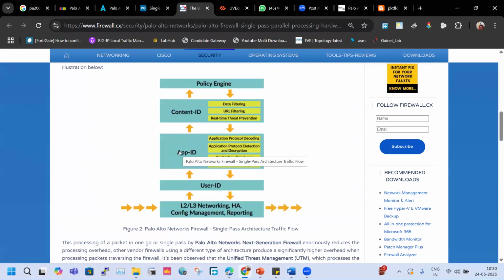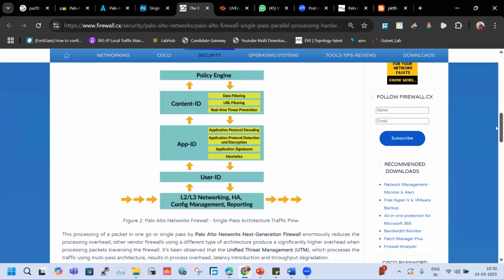And in App-ID, it will check the application, what application traffic is carrying, whether it's Facebook traffic, Twitter traffic, Facebook chat, Twitter chat, all those things. And User-ID means which user is trying to access. If we have integrated our firewall with our AD server, in that case User-ID comes into the picture, right? So we will see User-ID for local users, which is already configured in AD. Yes.